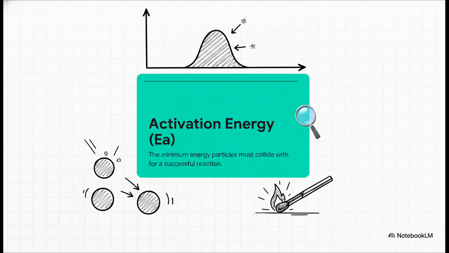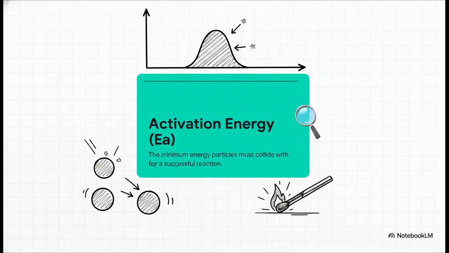But wait, did you spot that initial upward curve present on both of those diagrams? That little bump represents the activation energy, often written as EA. This is the mandatory hurdle, the initial push required to get absolutely any reaction going. For particles to react, they have to physically collide with each other with enough force and the perfect orientation. The activation energy is that bare minimum requirement.